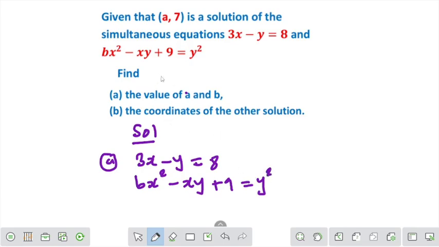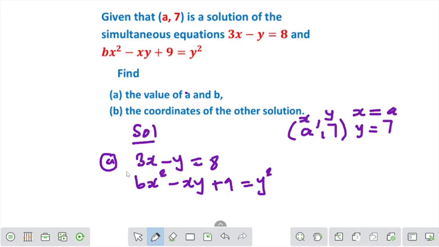Now we have been told that the solution to these simultaneous equations is (a, 7). This is the solution. So it means that a is representing the x coordinate and 7 is representing the y coordinate. So this means that x is equal to a and y is equal to 7. Okay. So now find the value of a and b. So how can we find the value of a and b?